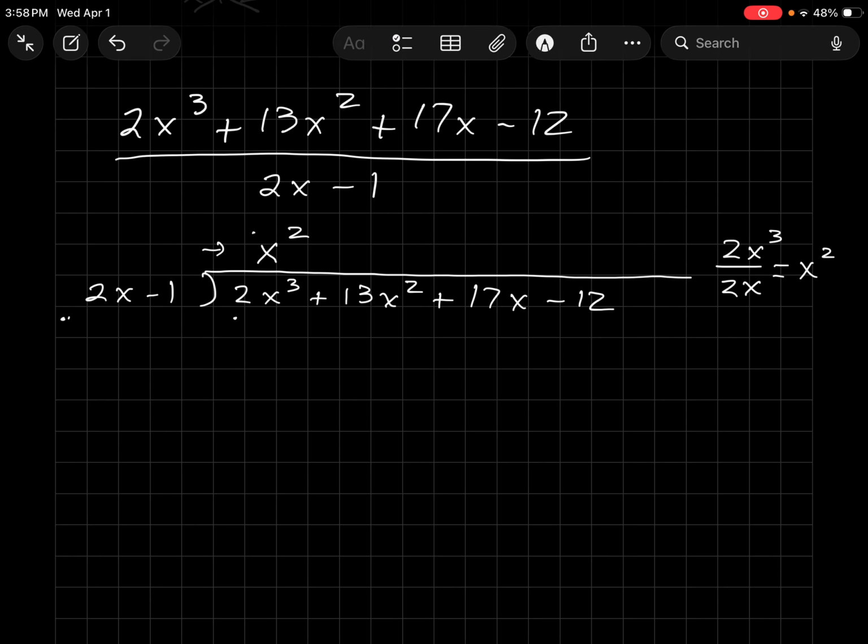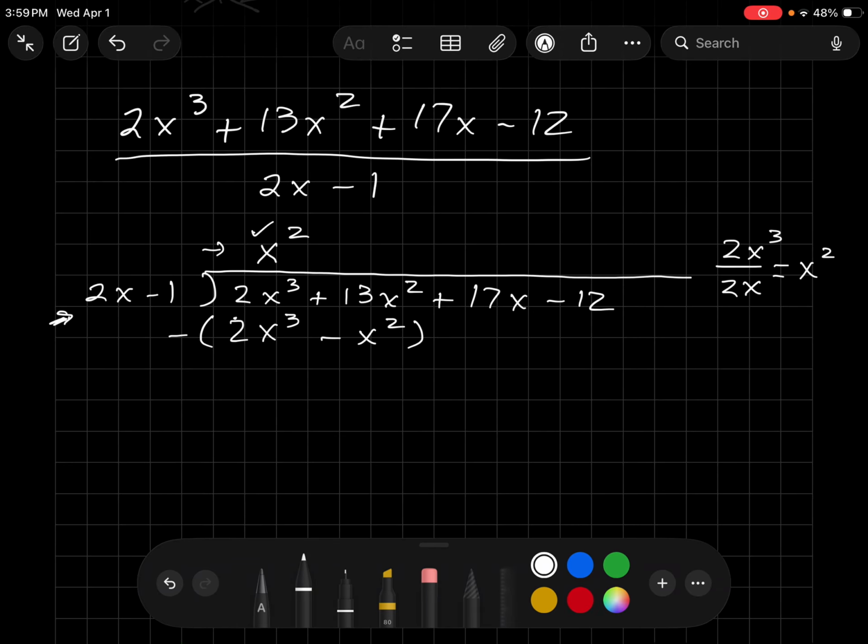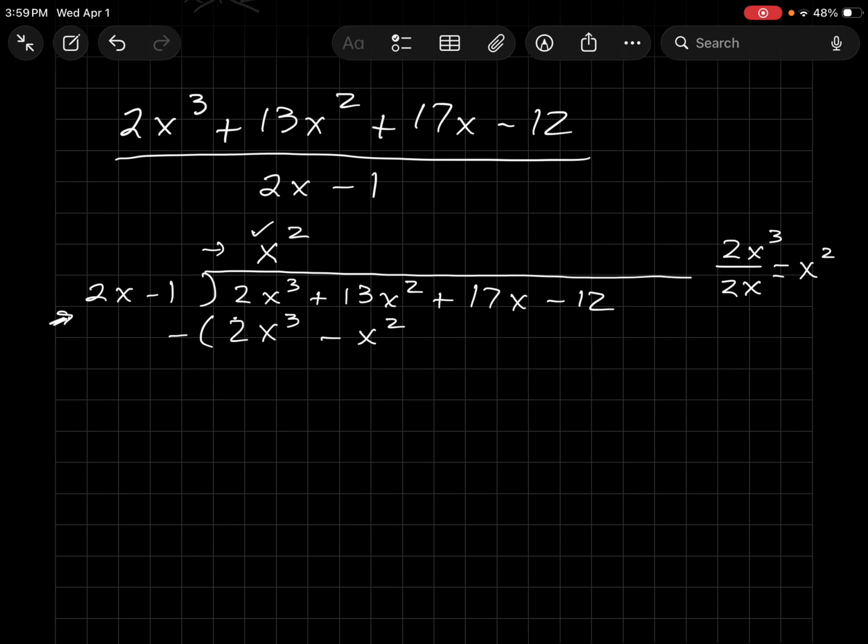But now I'm going to take that term and multiply it by everything over here in my divisor. So x squared times 2x gives me 2x cubed. x squared times negative 1 gives me negative x squared. Don't forget we need to subtract this. In fact, let me get rid of that parentheses right there, because I have terms right above it. And in this line here, I'm going to put down plus 0x plus 0, so to kind of match all my terms together.